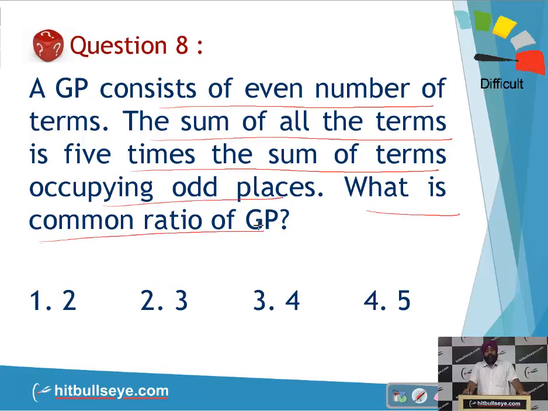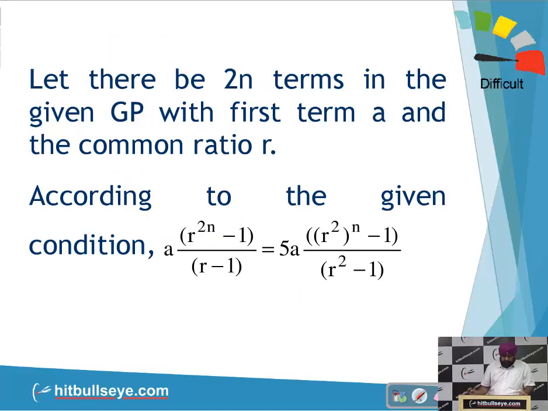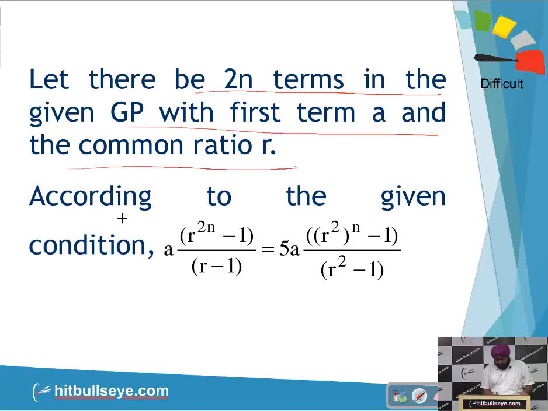Normally students leave these types of questions because they require a lot of derivation, solution, proofs, sort of. See what is the X-ray solution of this problem. The X-ray solution is: let the number of terms be 2n, the GP has first term A and common ratio R. According to the given condition, this. On solving we get R equal to 4. This is the typical X-ray solution.